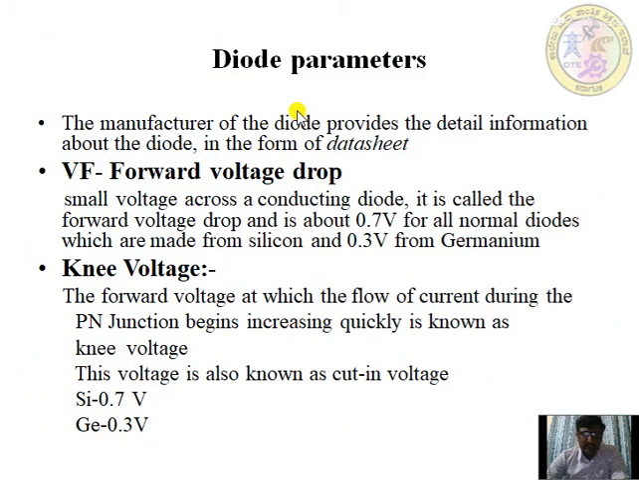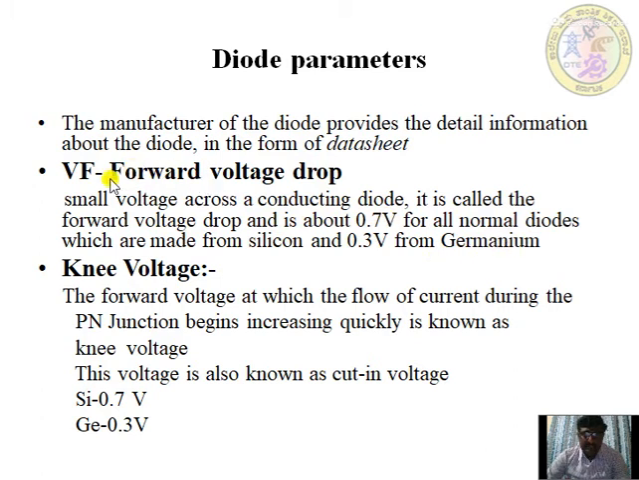Next, here are some of the diode parameters. Every diode has its own detailed information, and that is given in standard data sheets for every diode. Different companies will have different data sheets. In normal terms, we will represent some of the terms. VF represents the forward voltage drop, that is the small voltage across the conducting diode, and it is called the forward voltage drop. It is about 0.7 volts for normal diodes made of silicon and 0.3 volts for germanium.